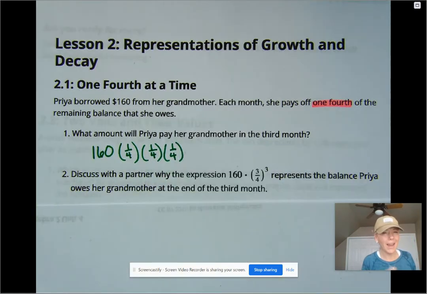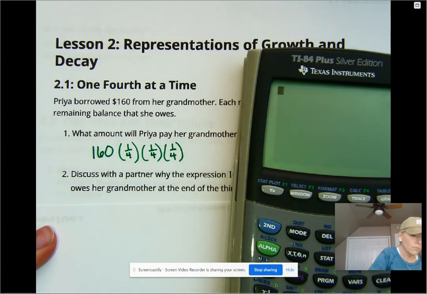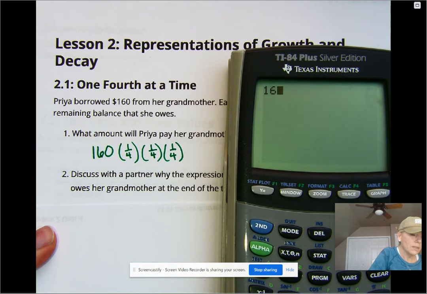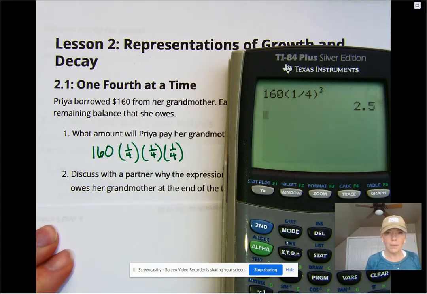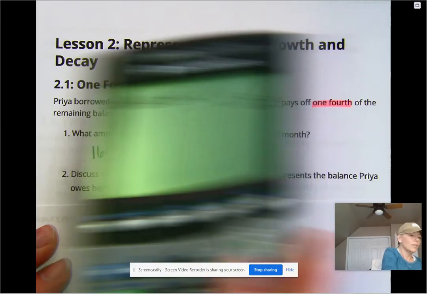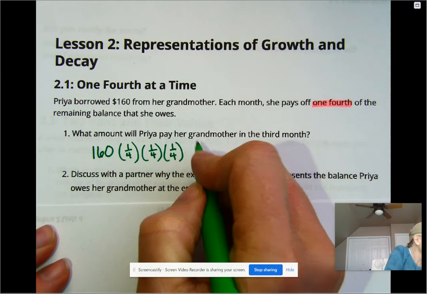You could also use an exponent for that, right? So when I find this in the calculator, I'm going to use the exponent. 160 times 1/4, just put it in parentheses and it'll be like a fraction. And then to the third, since it's happening 3 times. And it looks like in the third month, her payment is at $2.50. What an interesting payment. $2.50.